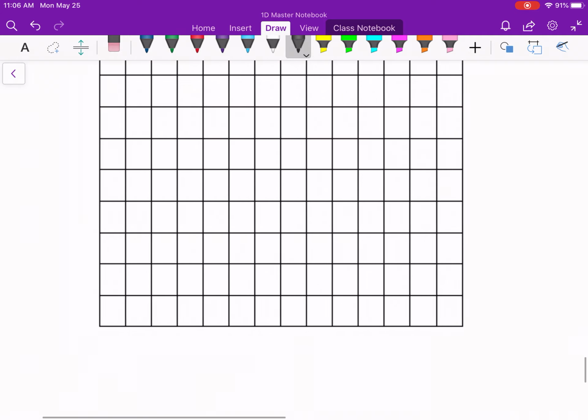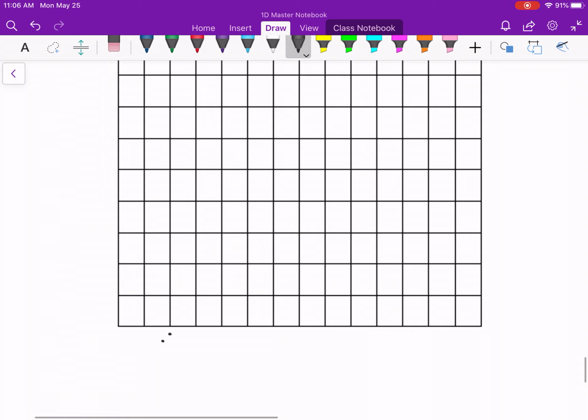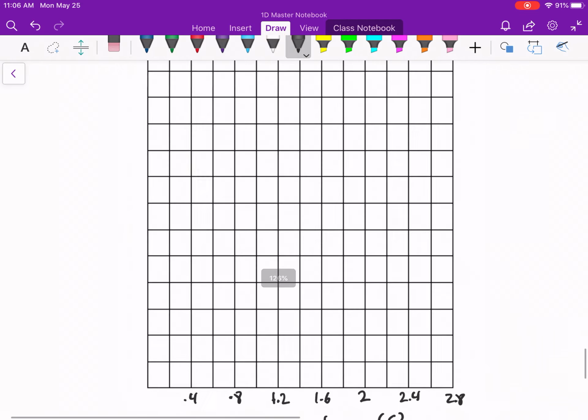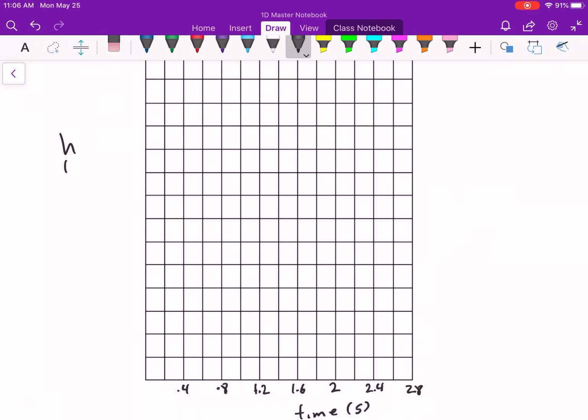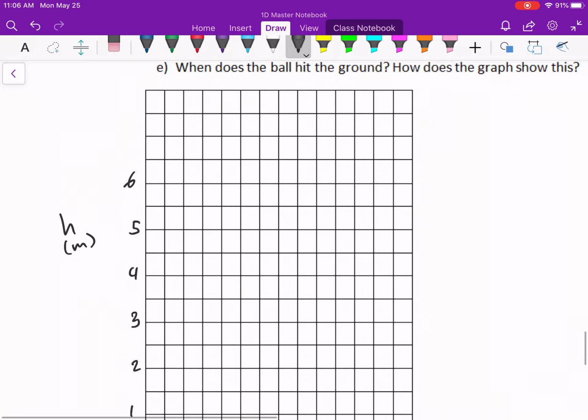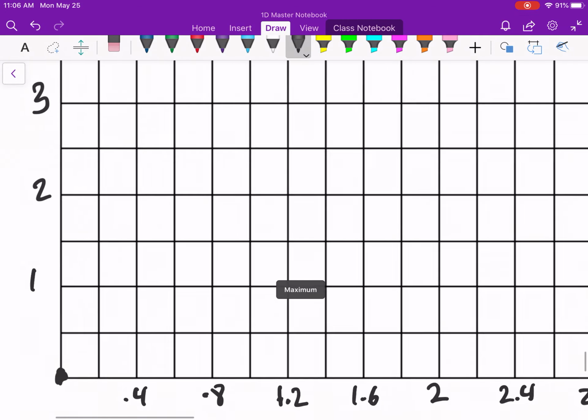Let's put a quick scale on here. I'm going to put 0.4, 0.8. I'll go up by 0.2s. So this is time in seconds. This is height over here in meters. I'll go up like this. And then I got my ordered pairs. So I had the ordered pair 0, 0. What else did I have? 0.2 and 2.2.